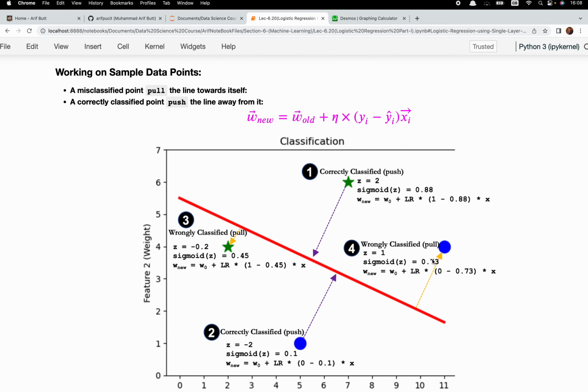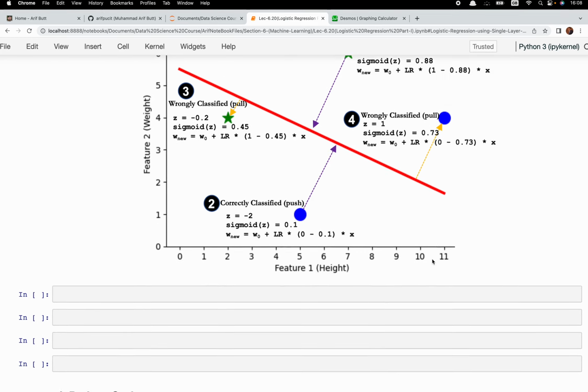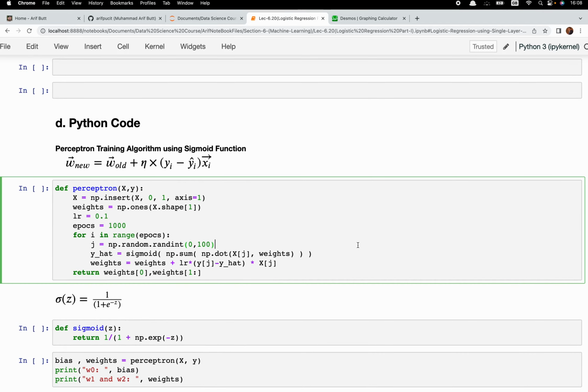My dear students, please do this using paper and pencil for better understanding. Pause the video, repeat this part, have a clear understanding, and only then move ahead. And I'm moving ahead and implementing this logic inside the Python code. Great. Well, this is exactly the same piece of code that we used a little while ago for the Perceptron logic using the step function.